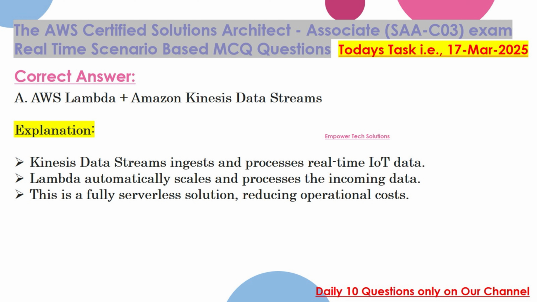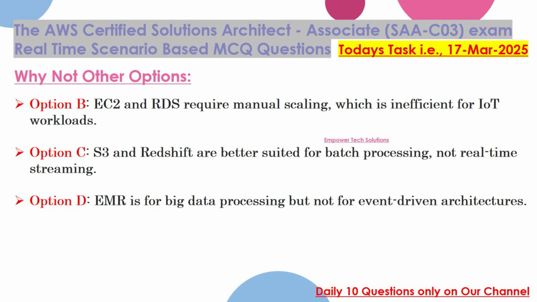Explanation: Kinesis Data Streams ingests and processes real-time IoT data. Lambda automatically scales and processes the incoming data. This is a fully serverless solution, reducing operational costs. Why not other options? Option B. EC2 and RDS require manual scaling, which is inefficient for IoT workloads. Option C. S3 and Redshift are better suited for batch processing, not real-time streaming. Option D. EMR is for big data processing but not for event-driven architectures.